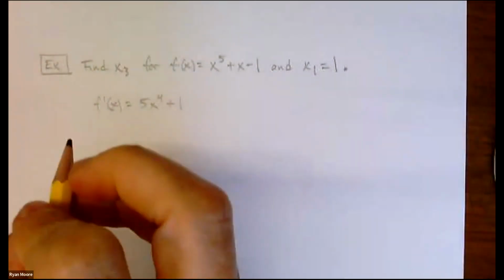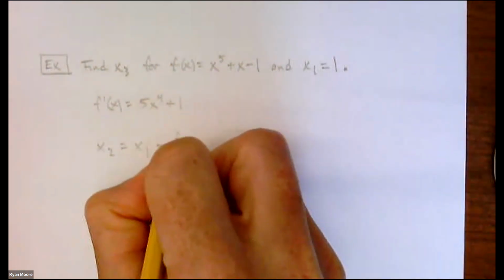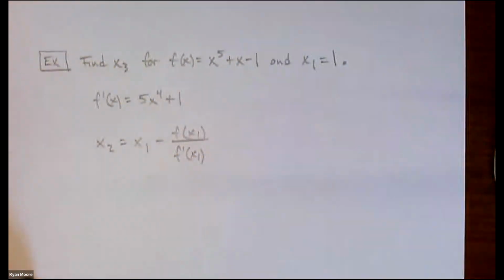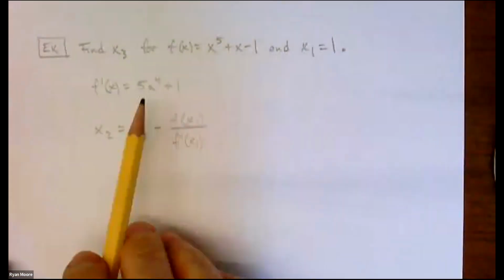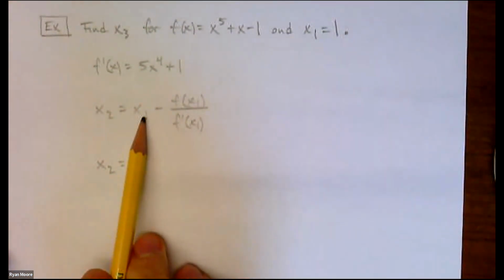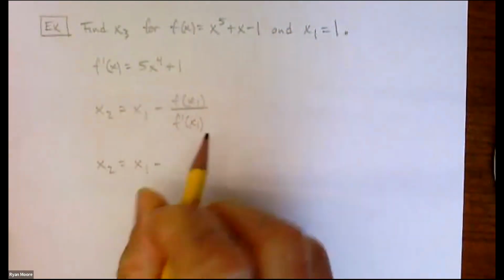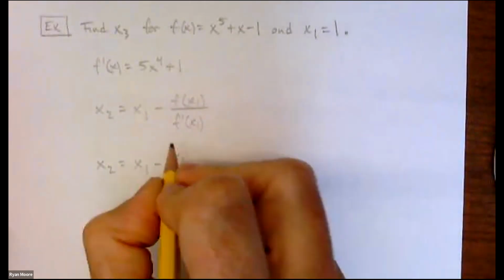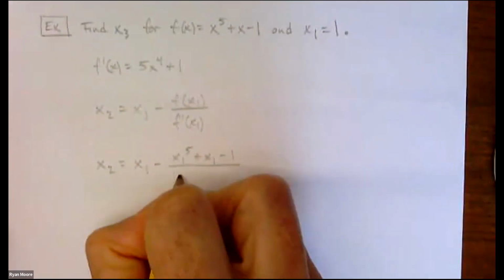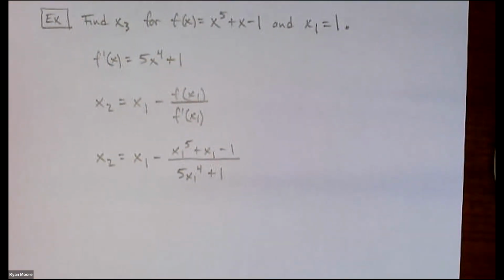We're going to recognize x2. Let me just copy this formula. It's x1 minus f of x1 over f prime of x1, right? The original over the derivative is how that works. We know what those are. Again, I'm just going to write this out with x1, then I'm going to let my calculator do the hard work plugging in. x1 minus, how would this work? It would be x1 to the fifth plus x1 minus 1 over 5x1 to the fourth plus 1, right? My original function, my derivative.